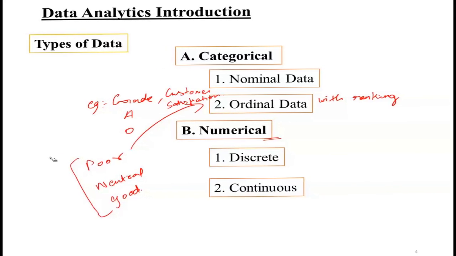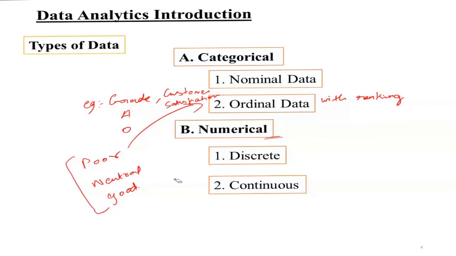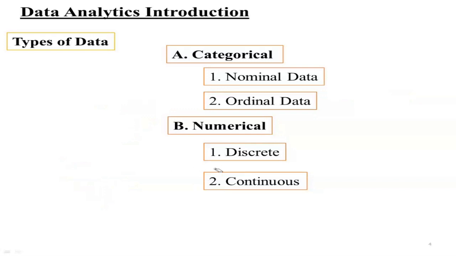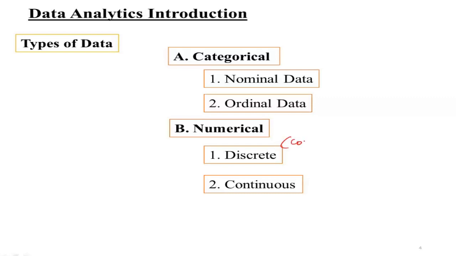So now you come to the numerical part. Numerical means discrete and continuous values are there. We can call these discrete values counted items. An example we can give is the number of students present in a class.